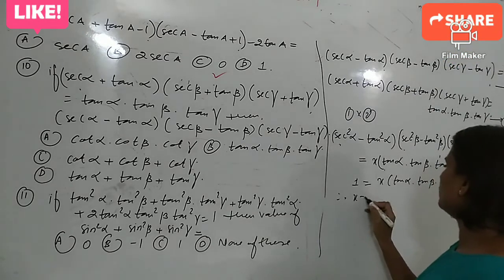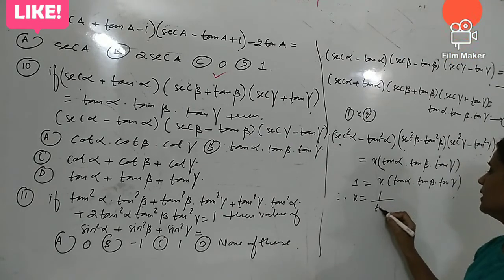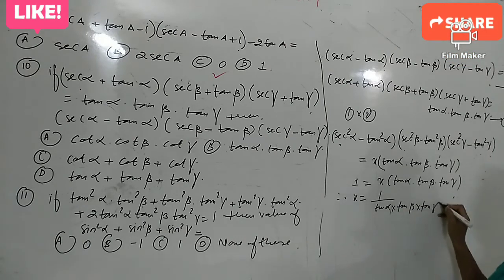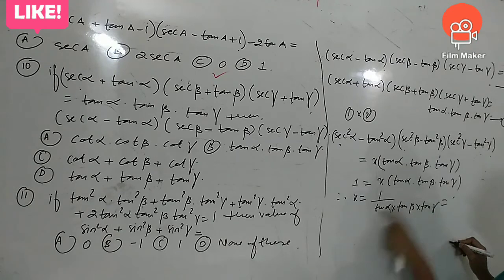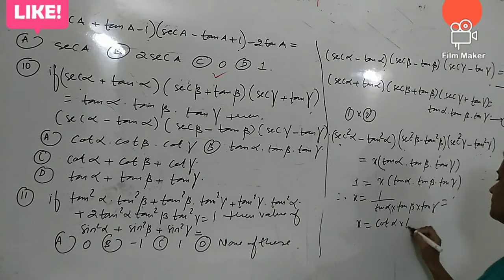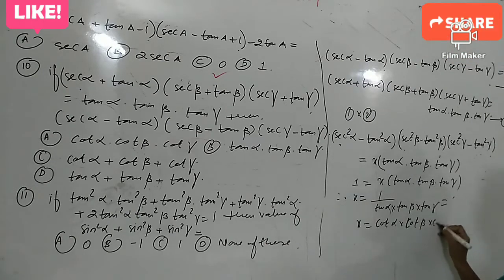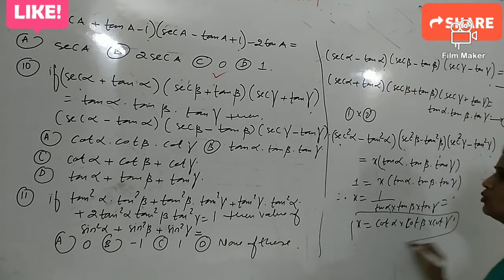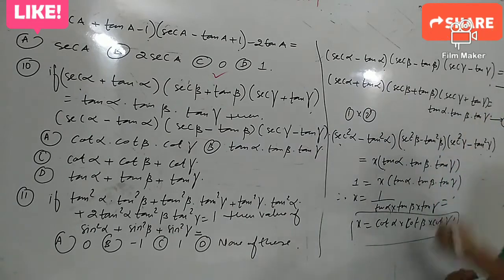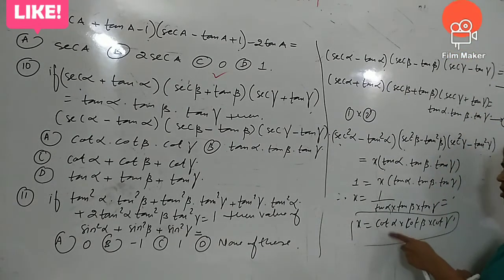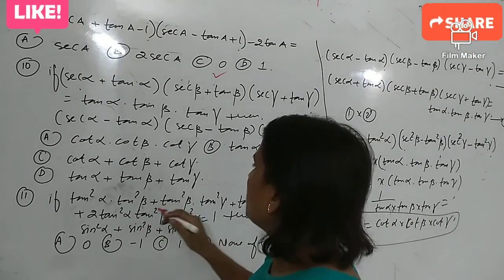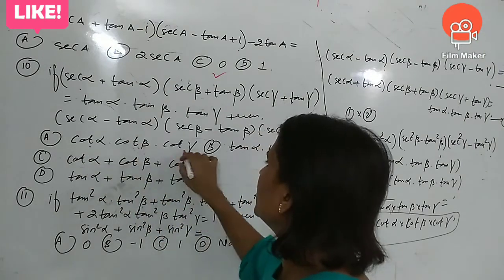So just find out the value of x. You will get x as 1 upon tan alpha into tan beta into tan gamma. This is not given in the options, so 1 upon tan means you can write cot alpha into cot beta into cot gamma. So what is our question? To find the value of this expression, which we considered as x, and finally we got the value of x, which is cot alpha into cot beta into cot gamma. So the correct option is option A, cot alpha into cot beta into cot gamma.